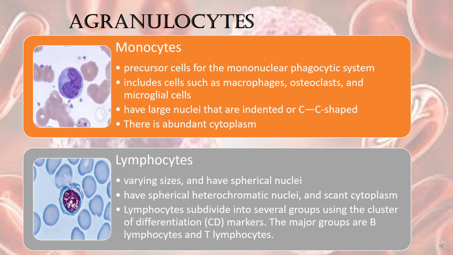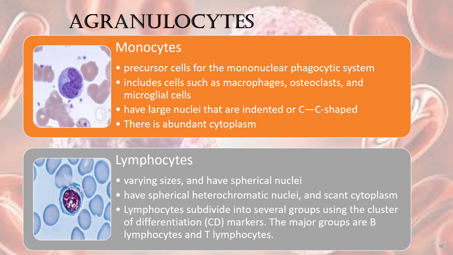Monocytes are precursor cells for the mononuclear phagocytic system, which includes cells such as macrophages, osteoclasts, and microglial cells in connective tissue and organs. These cells constitute 4 to 8% of white blood cells, are 12 to 15 µm in diameter, and have large nuclei that are indented or C-shaped, which can be eccentric. There is abundant cytoplasm, and the lysosomal granules at the resolution of the light microscope give the cytoplasm a bluish-gray color.